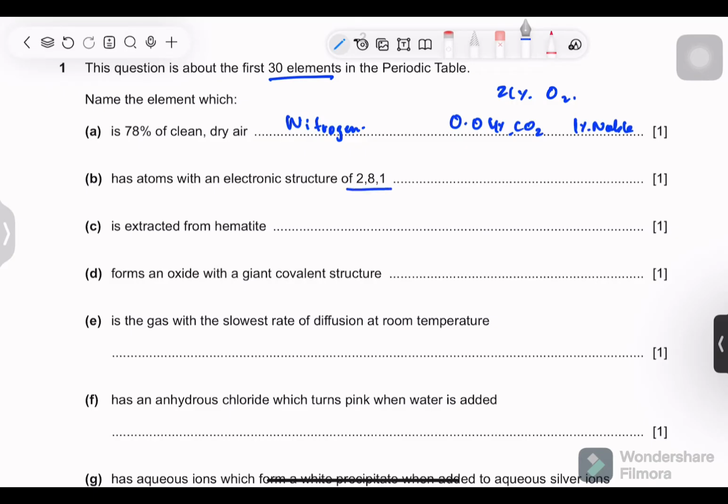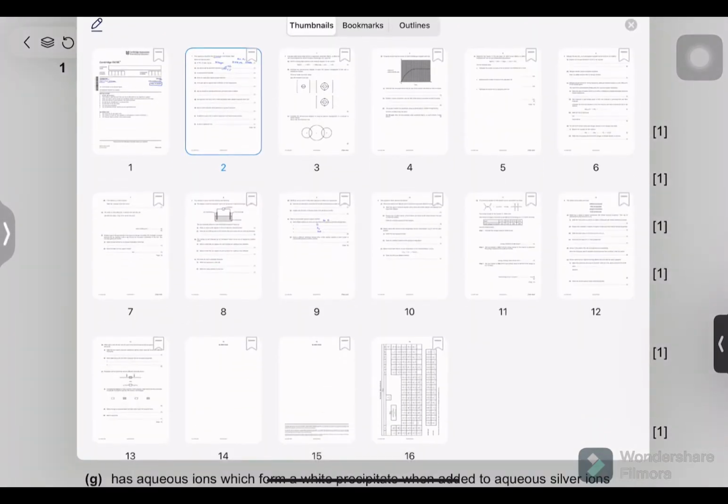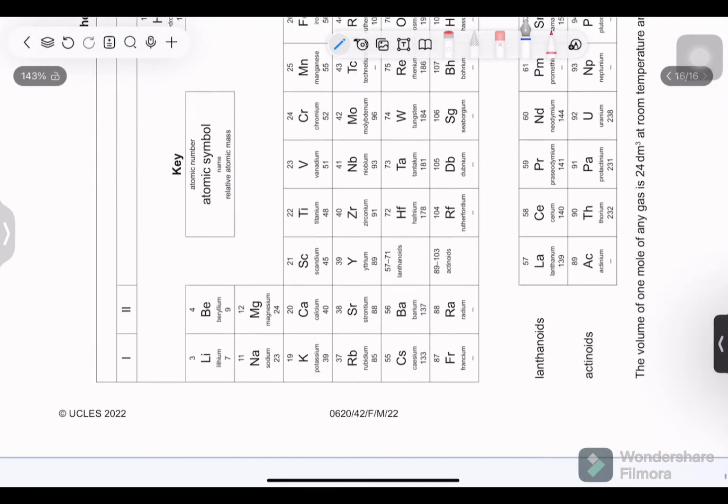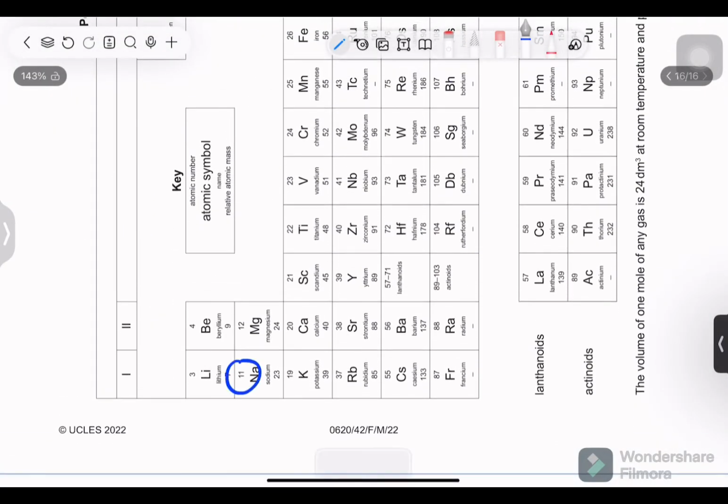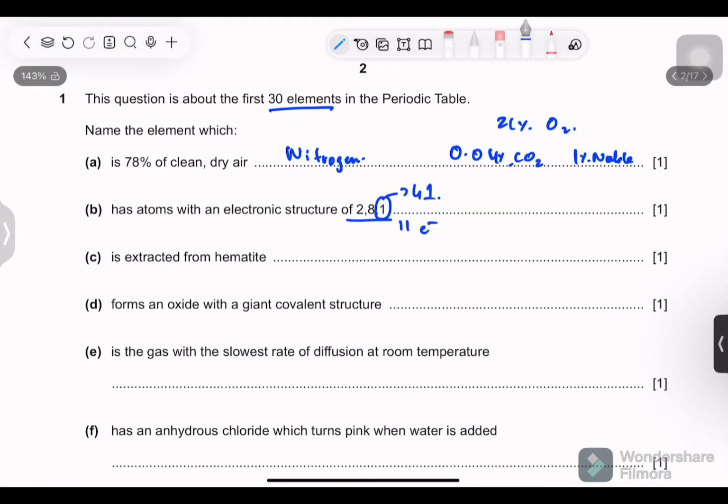Name the element which has atoms with an electronic structure of 2,8,1. So it is evident that one electron is present in the outer shell, which means that it is from group 1. And it has 11 electrons. So if we look at the periodic table, 11 electrons are present in sodium. So the correct answer is sodium.